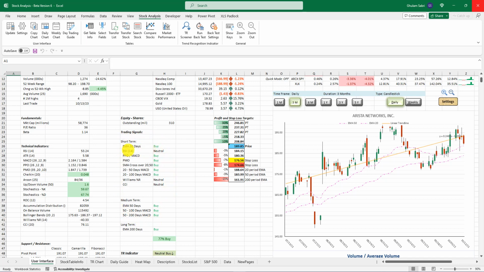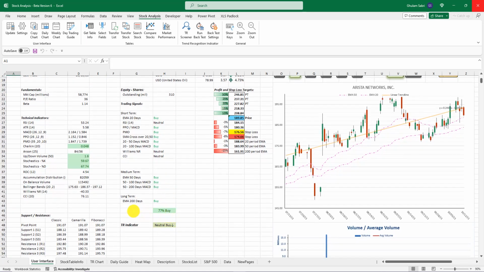Like for the 20-day moving average, it gives you a buy signal, and for the CCI, commodity channel index, it's a neutral signal. Long term, it's a buy. 77% of these technical indicators are giving you a buy signal. Towards the bottom, we have our own proprietary indicator, which is shown as neutral buy, but it's going down.